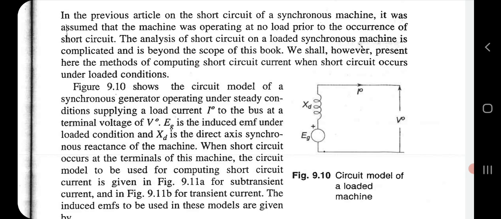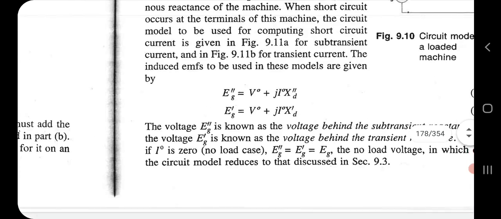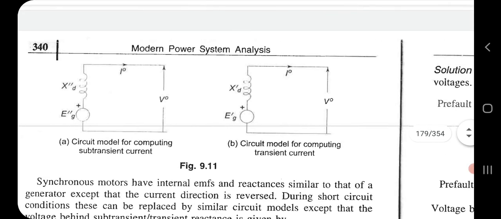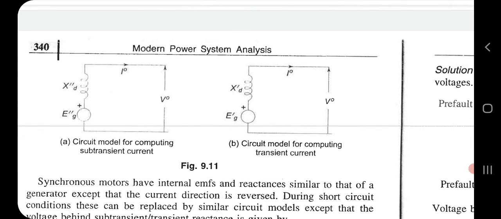This diagram shows when it is working at a normal condition. When things change, when a fault occurs, at that time it goes into a subtransient mode, then transient mode, and then steady state. So this is the condition when these things happen. Now see, it goes into this condition.